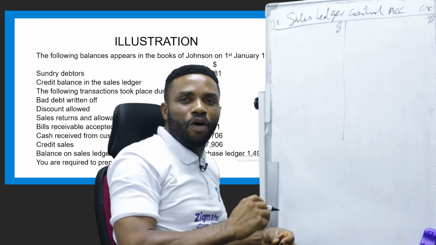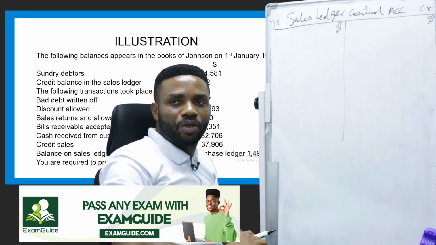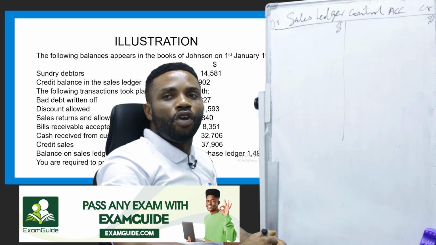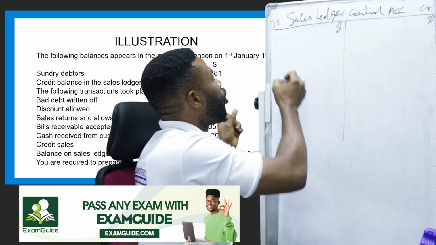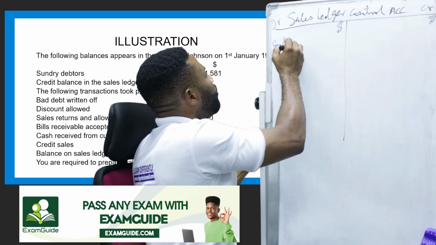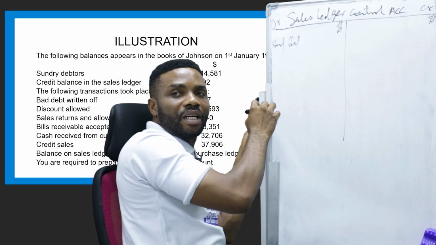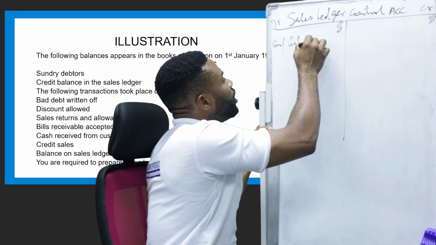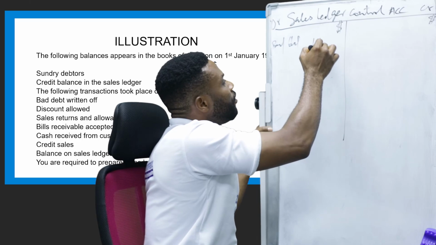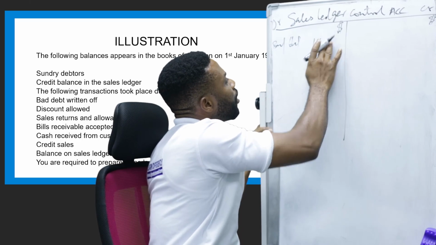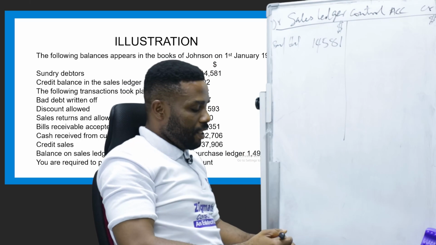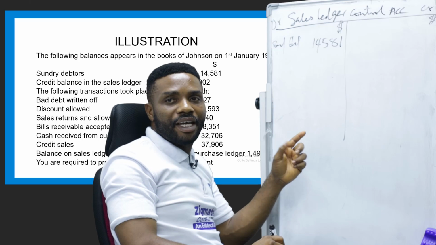Let's quickly pick now. The first one is sundry debtors. Sundry debtors are the amount of money they were owing us from the beginning. So you come here, your balance brought down is 14,581. That's the amount that was carried from last year into this year.